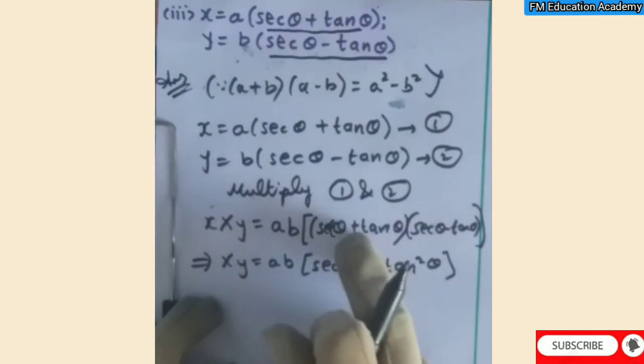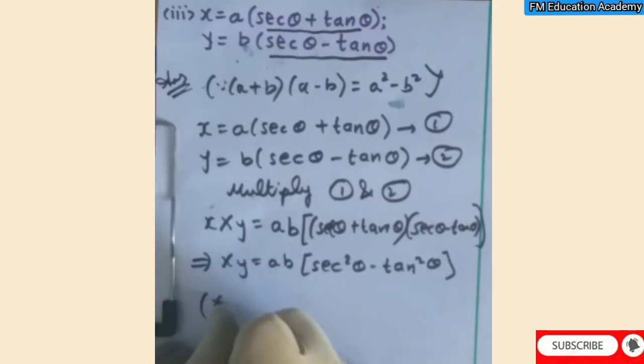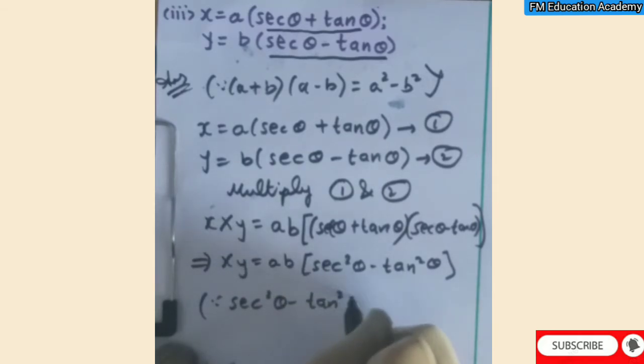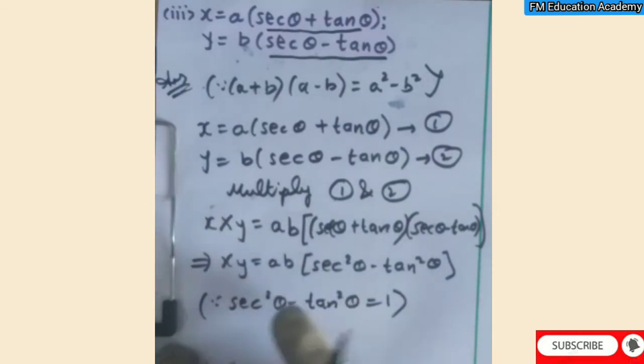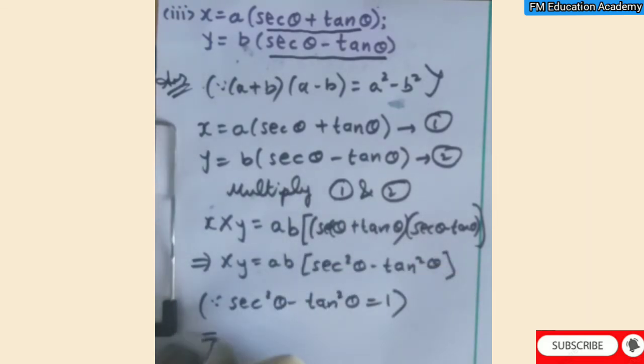That is (a + b)(a − b) = a² − b². Now we know that sec²θ − tan²θ is 1. Remember, in these type of questions we need to use the trigonometric identities. So in place of sec²θ − tan²θ, I'll write 1. So we have xy = ab × 1.